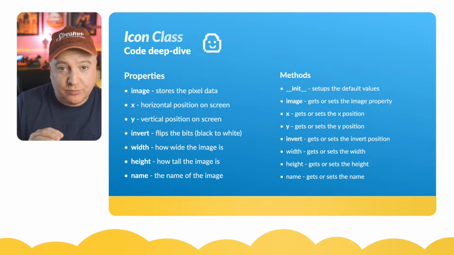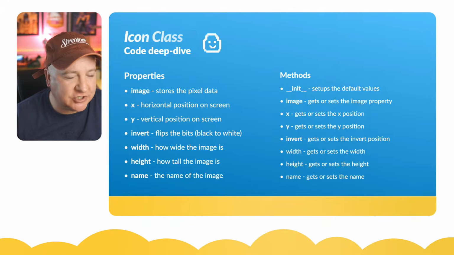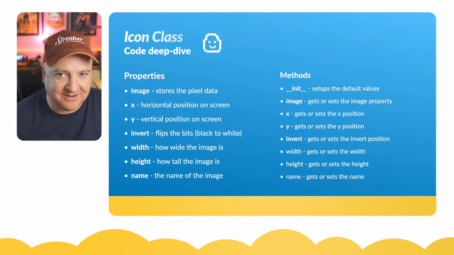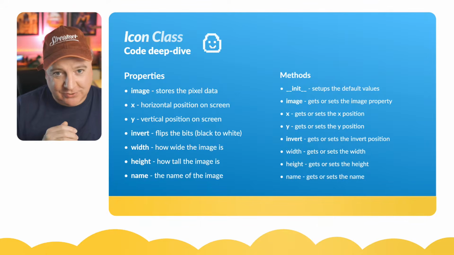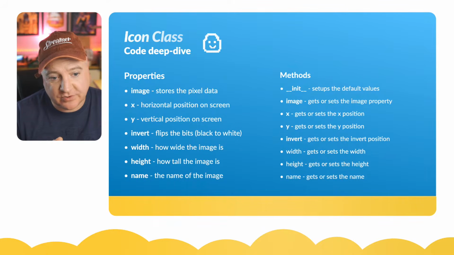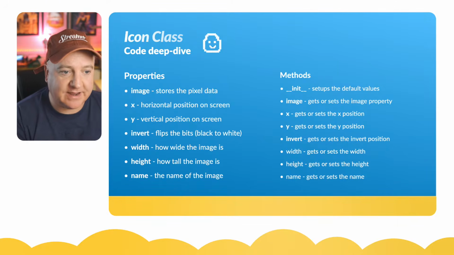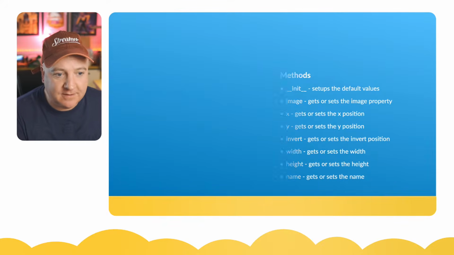So that's why we protect that. It's a good programming technique. It looks a bit over-engineered when you're going through something like just setting an X and a Y, but it's just good practice to do that. So we've got the X and the Y, we've got the invert, which is true or false. We can get or set the width, the height, and we can get and set the name. So that's all the methods that we need to look at for icon. It's quite a straightforward one.